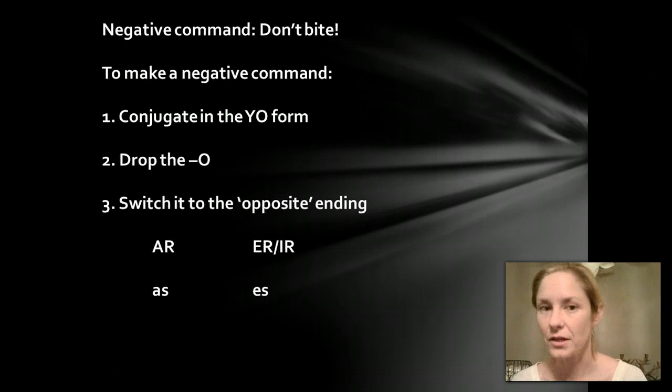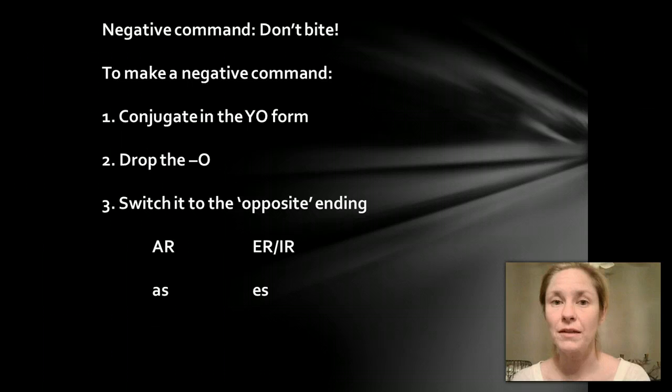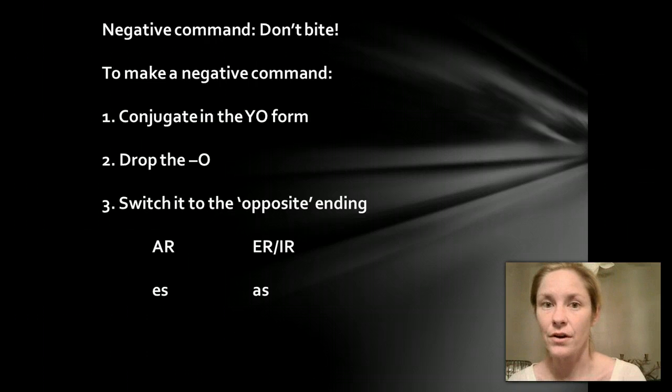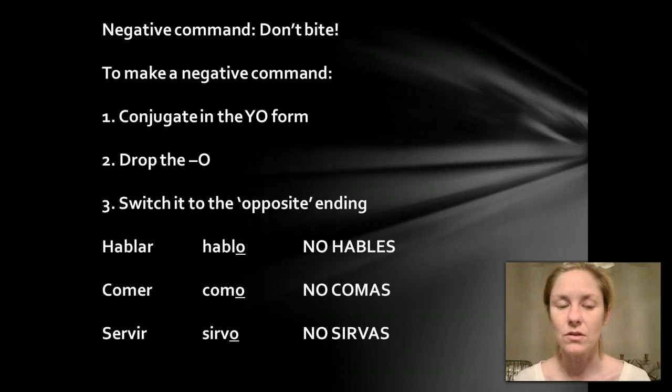Negative commands, if you were talking to your dog, an example would be don't bite. And to make a negative command, my steps are yo, drop, switch. That's how I remember it. So yo form, drop the O, and then switch to the opposite ending. So normally, AR verbs in the tú form end in AS, and ER verbs and IR verbs end in ES. When you switch them, AR verbs now end in ES, and ER and IR end in AS. So see how they're flip-flopped? That's it.